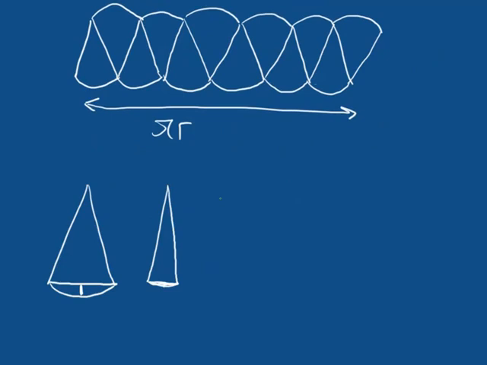So if we kept making these smaller and smaller and smaller, we're going to get closer and closer to having these lines being straight. And that means we're going to get closer and closer to the true distance along the bottom of this rectangle, truly being pi r.